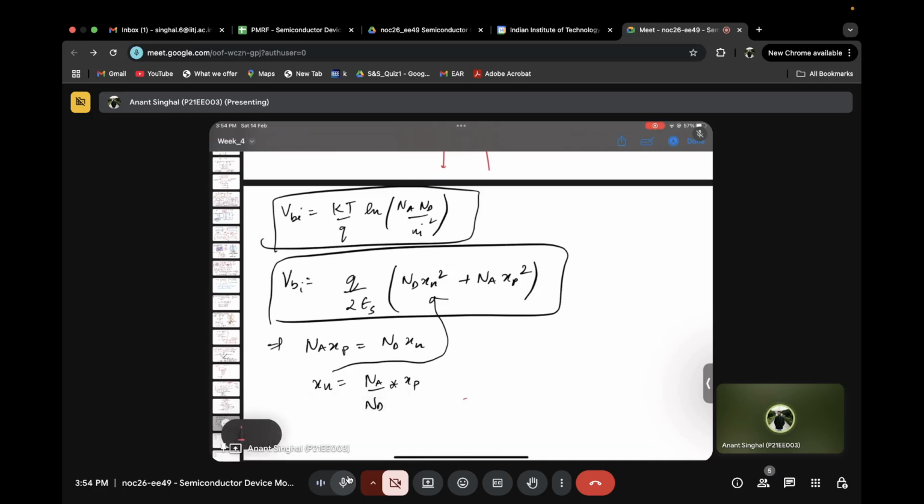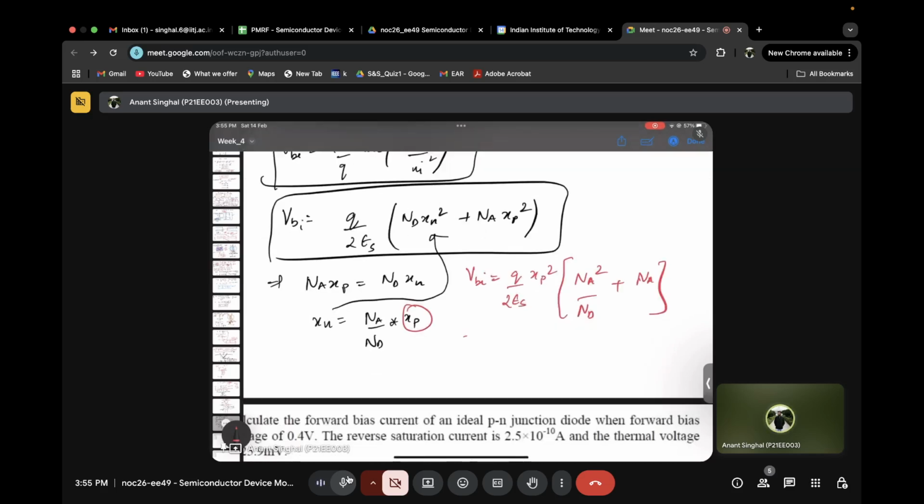If you're trying to use any one formula, that will work. So what I can write now, VBI is nothing but q by 2 epsilon s xp square, since I'm taking xp square common because I'm using this value now. So it will come out to be Na square over Nd plus, here it will be only Na.